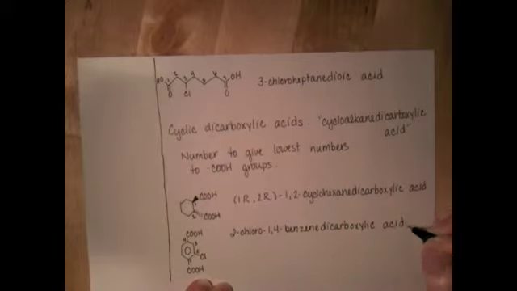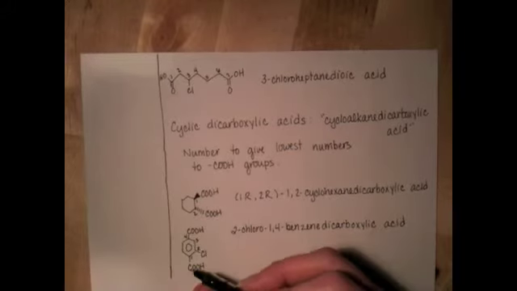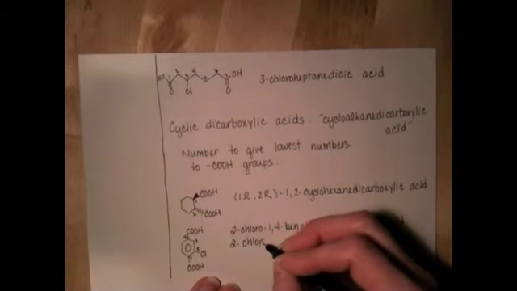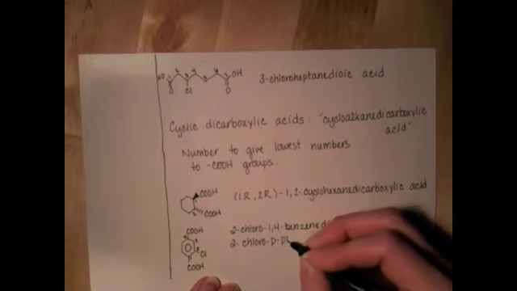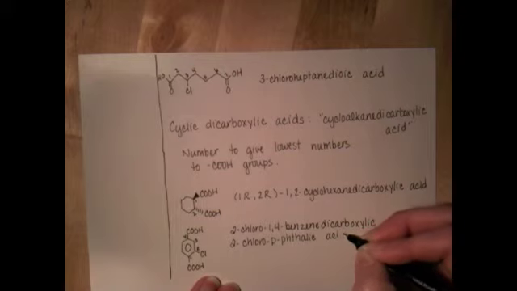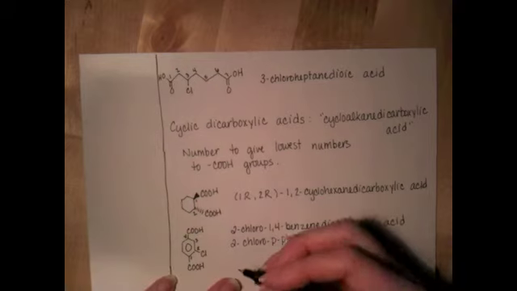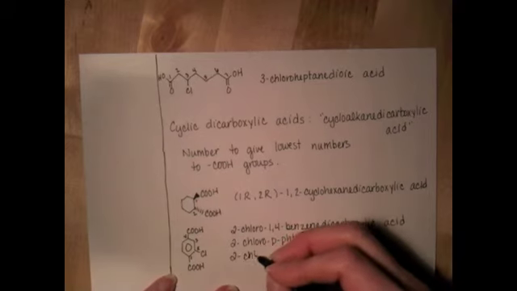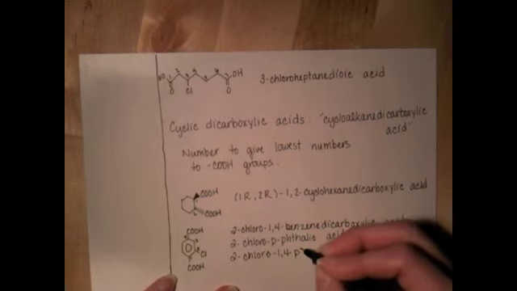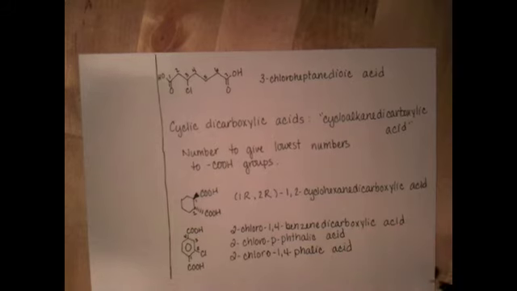That would work. It's going to be faster to name it as a phthalic acid. You could name it as a paraphthalic acid. One name that would work would be 2-chloro-paraphthalic acid. Or if it makes you feel weird to mix the numbers and the para together, you could name it as a 2-chloro-1,4-phthalic acid. Any of those three names is good.